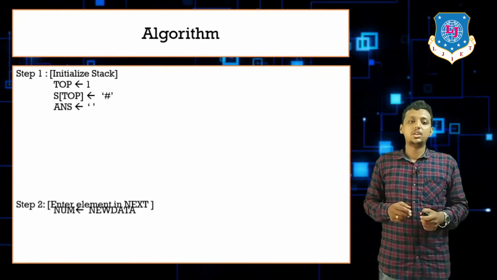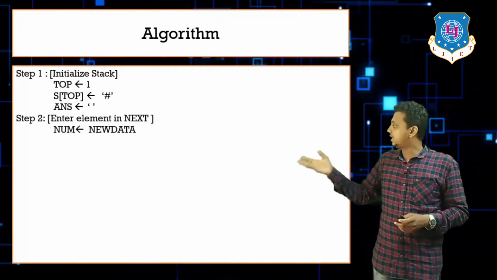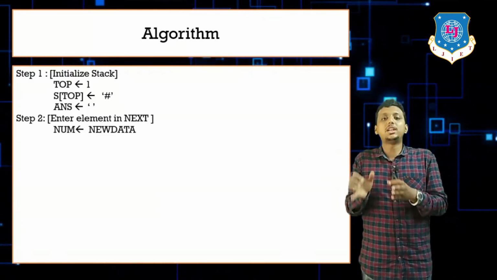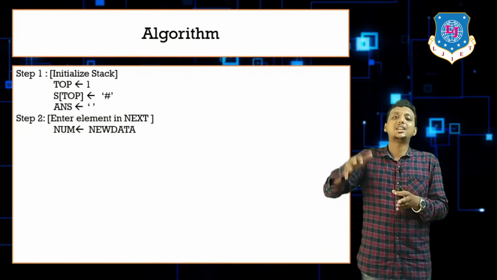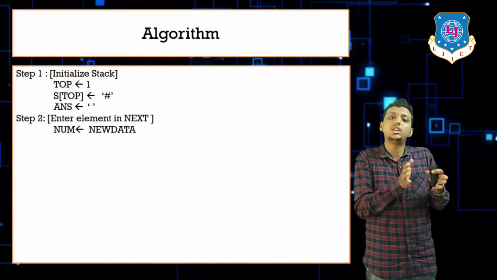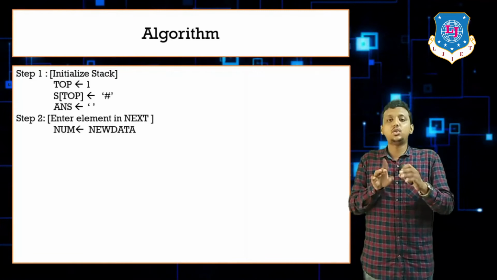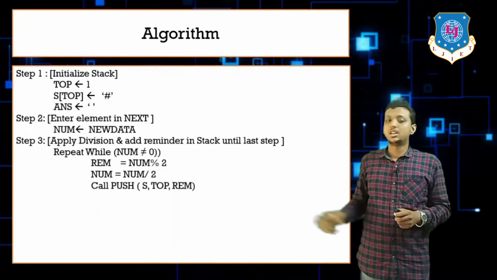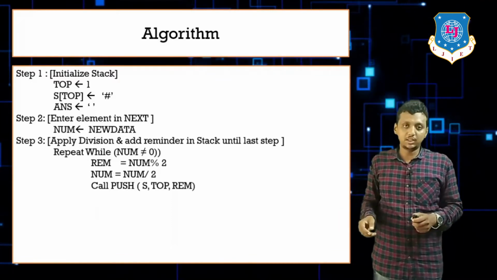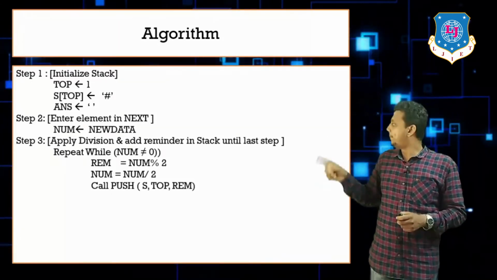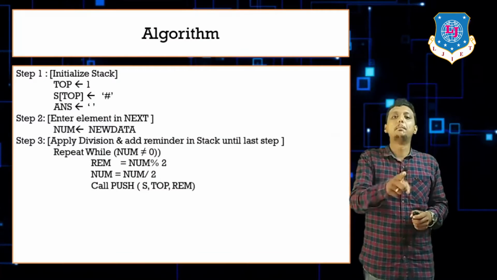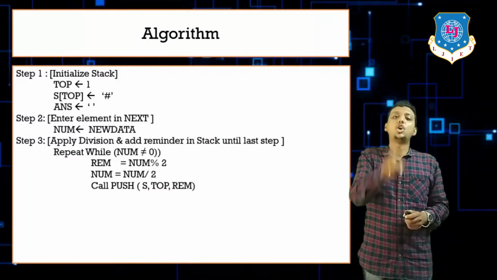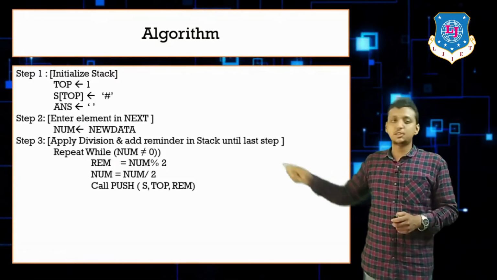Okay. Now next, students, we have to take the new data. So number arrow new data. Here the new data is nothing but the data inserted by the user, which is stored in the number variable. If you have entered 102, now number contains 102. Next, apply the division and remainder method over here, students. So first repeat while your number is not equal to 0, then you need to repeat this process again and again.